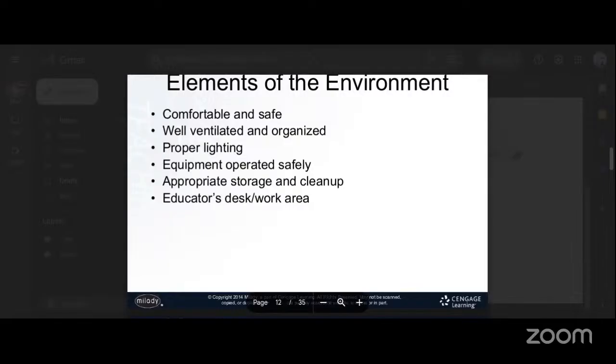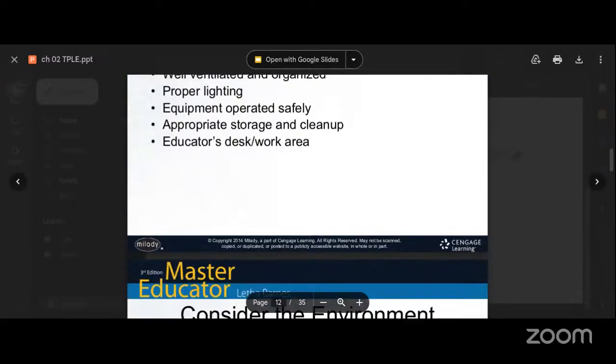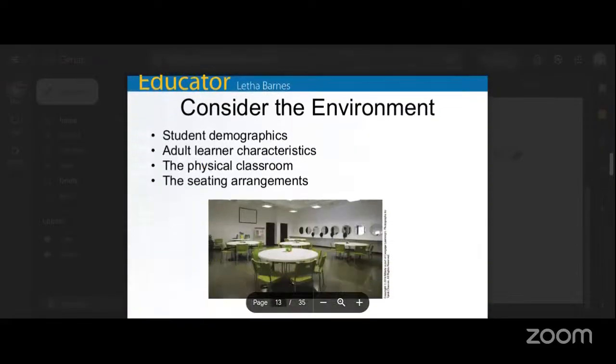Okay. And making sure you have the appropriate storage and cleanup, which means daily, before and after and during class subjects. What happens is when we neglect one day, it just turns into another day, another day. And now we have to do these major cleanups, these major office resets because we have lack of storage, accumulating more and more stuff, not adequately organizing, and then not properly cleaning. As we consider the environment, we look at student demographics, adult learner characteristics, the physical classroom, the seating arrangements.